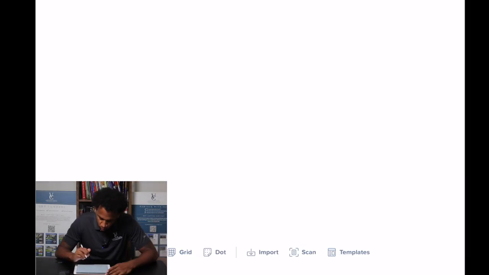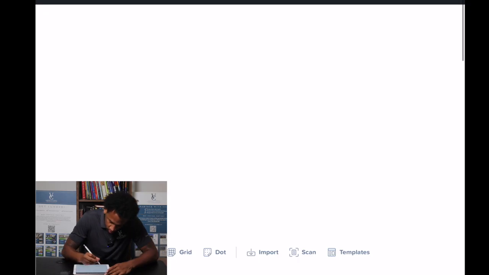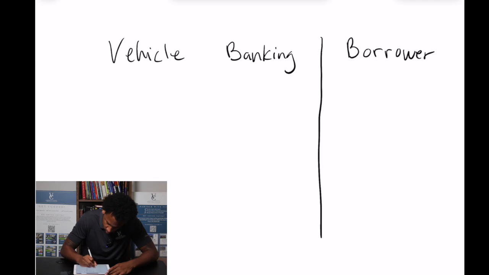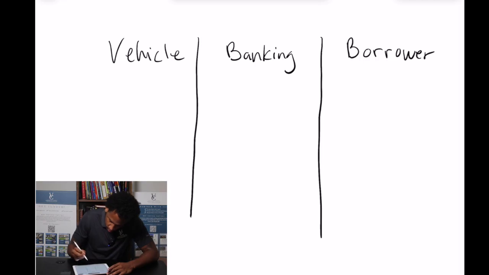All right, right now, we know there are 4 components, but for this example, we want to focus on 3 of the 4. And that's the vehicle. Then you have banking. Then you have the borrower. All right, let's make columns. And another name for the vehicle is your vote. Another name for banking is the process.